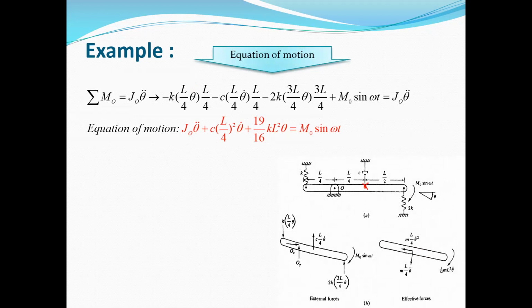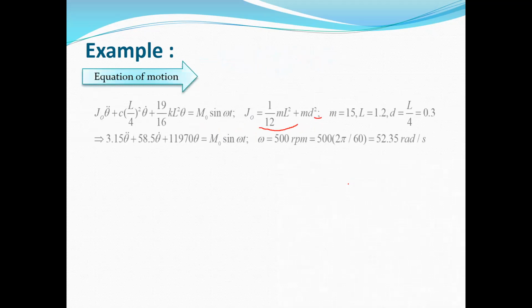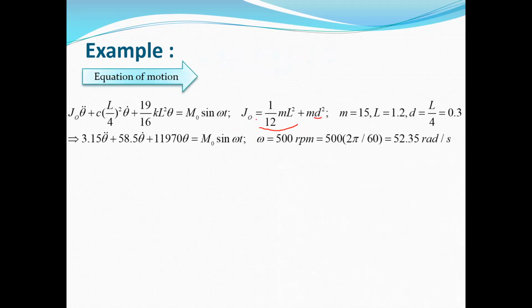Exactly, this is the mass center of the bar, and this is the point O. So the distance between these two points, which we call d, is equal to L over 4. So this is the d in the equation for J_O, or the mass moment of inertia about point O. We have the numerical values for m, L, and d. We can substitute and solve and obtain J_O.